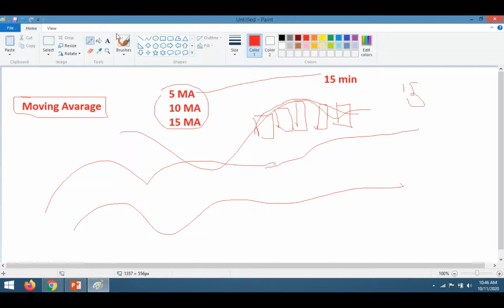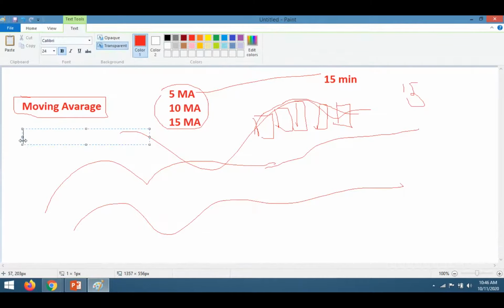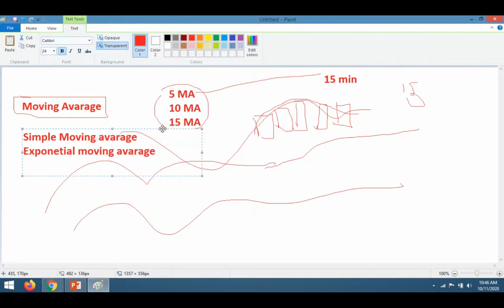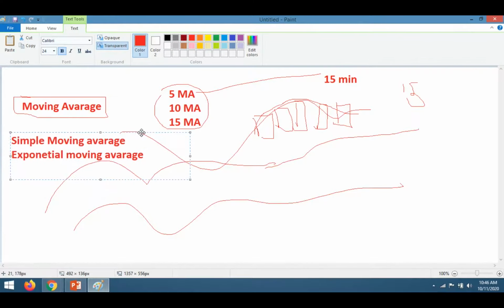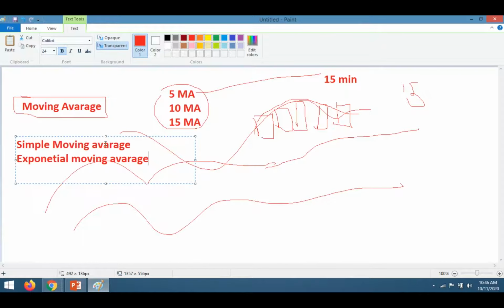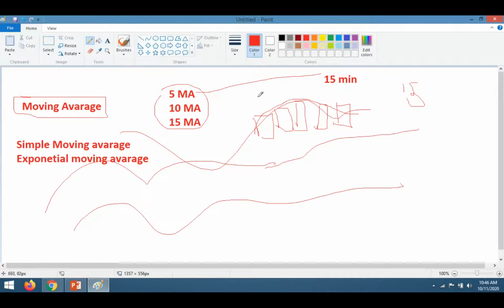And there is one more moving average. There are two types of moving average: simple moving average, and then exponential moving average. How to calculate that and all, we don't want to get into the calculation mode. So what is simple moving average? Simple moving average gives the same weightage to all the candles. As I show here, these are the 5 candles of 15 minutes. So the 5 moving average gives the same weightage to all and calculates the average price.